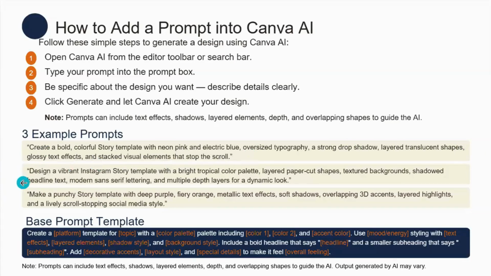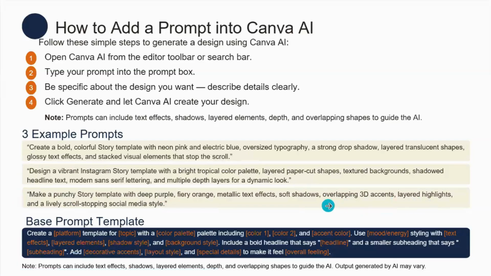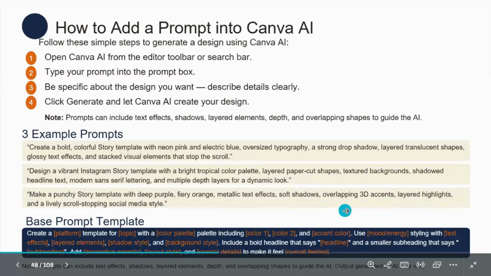This one is tropical, paper cut layouts. You'll see it. This one has overlapping 3D accents, layered highlights, and so on. And then at the bottom is the base prompt for it. And you just add your information in, replacing the orange text, and develop your own prompt that way.